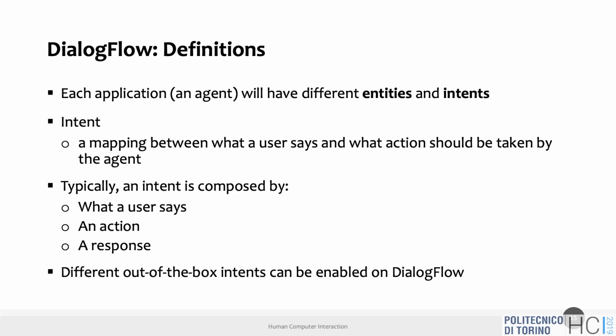It is a mapping between what the user says, like what's the weather in Turin, and the action that should be taken by the agent, like provide a response to that, or call an external function to get the weather, or perform an HTTP request to do something. And typically, an intent is composed of three parts: what the user says, multiple examples of possible sentences, an action, and the response. Again, what the user says, what's the weather, and the response, it will be sunny.